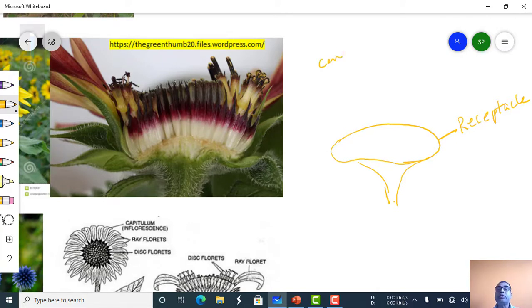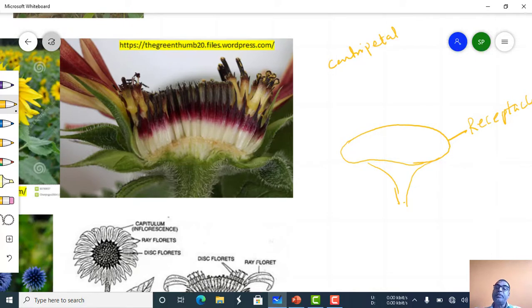So the next characteristic of racemose type of inflorescence is that here centripetal type of succession is present. And what is centripetal type of succession? The centripetal type of succession shows the maturity of flowers from periphery to center. In other words, the younger flowers are present in the center while older flowers are present towards the periphery. So here old flowers are present towards periphery while younger flowers are present towards the center.